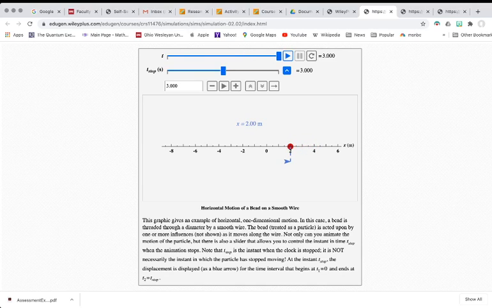Okay, so that was a 3-second interval. Here's a question for you again. What is the displacement of the particle for that interval? Again, pause the video, think about it for a moment, get an answer, and then come back.